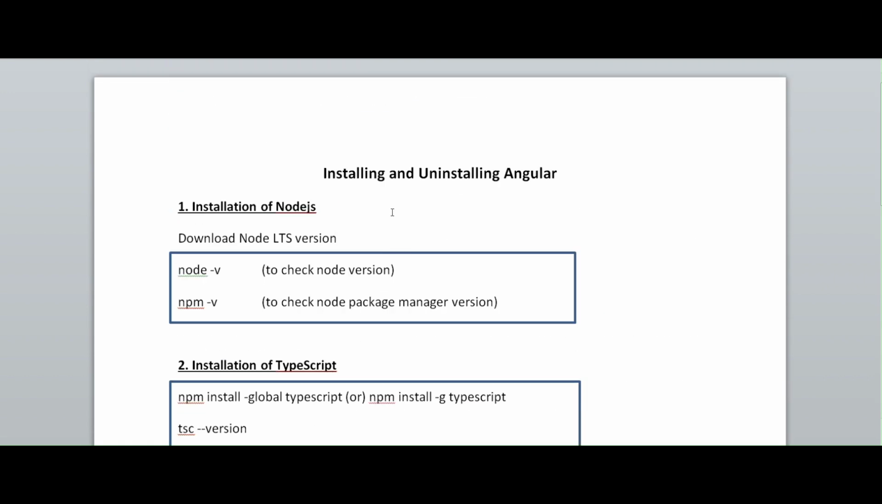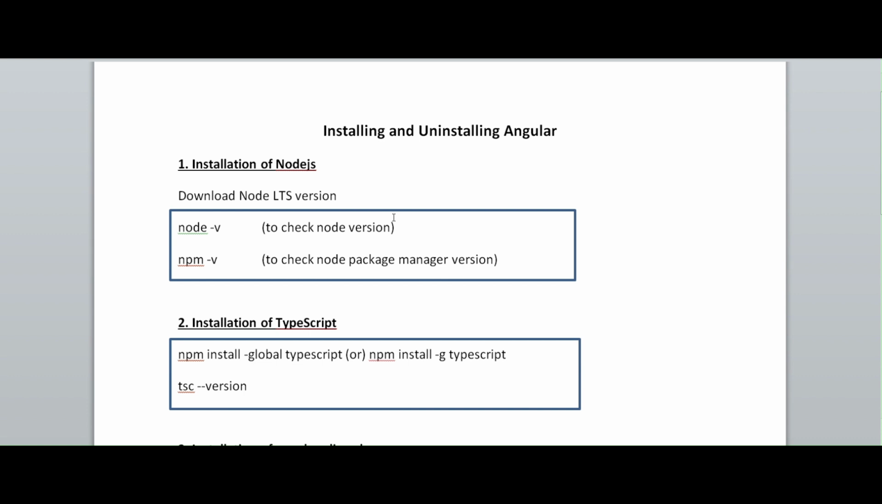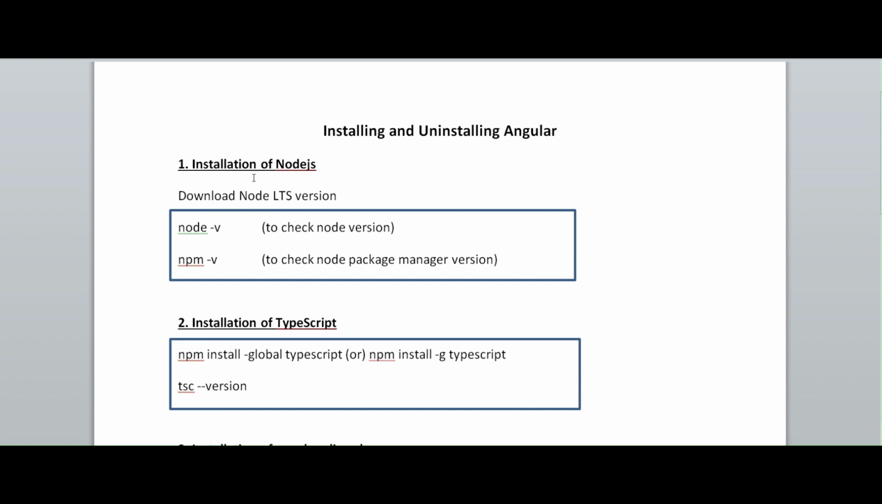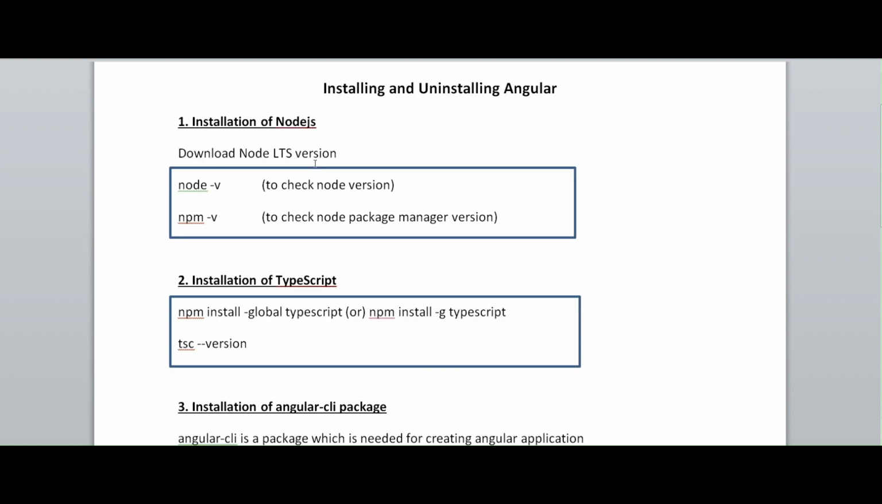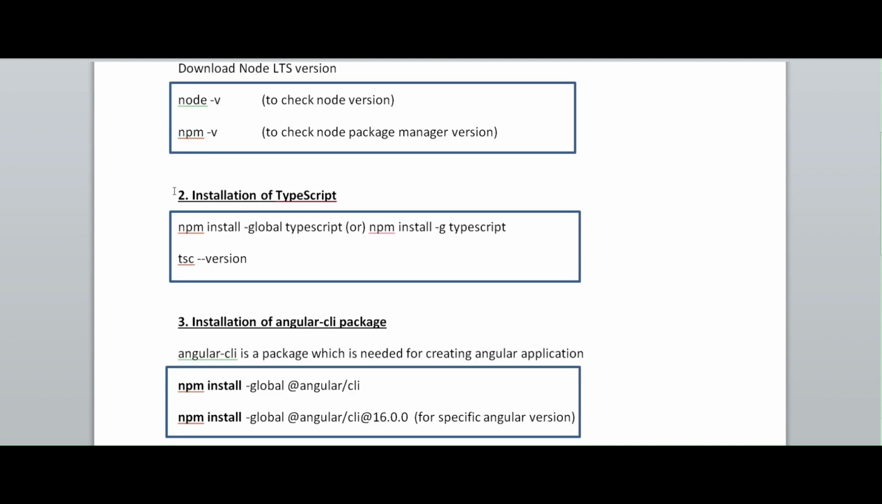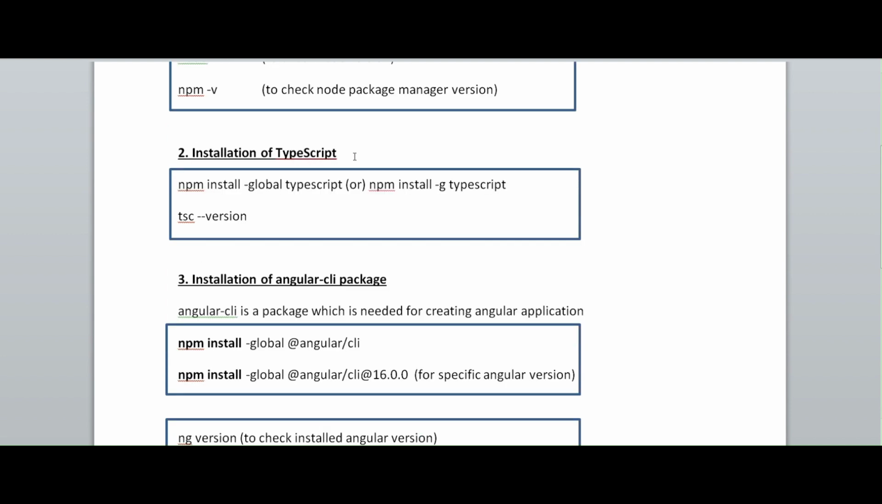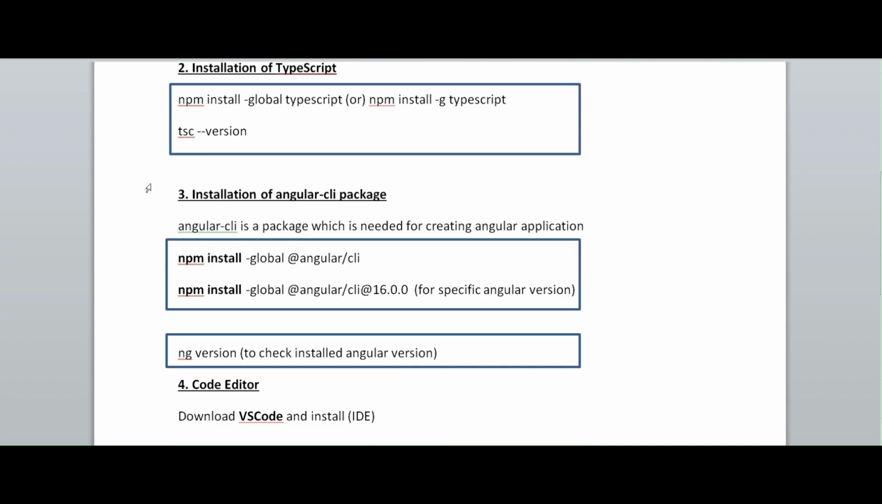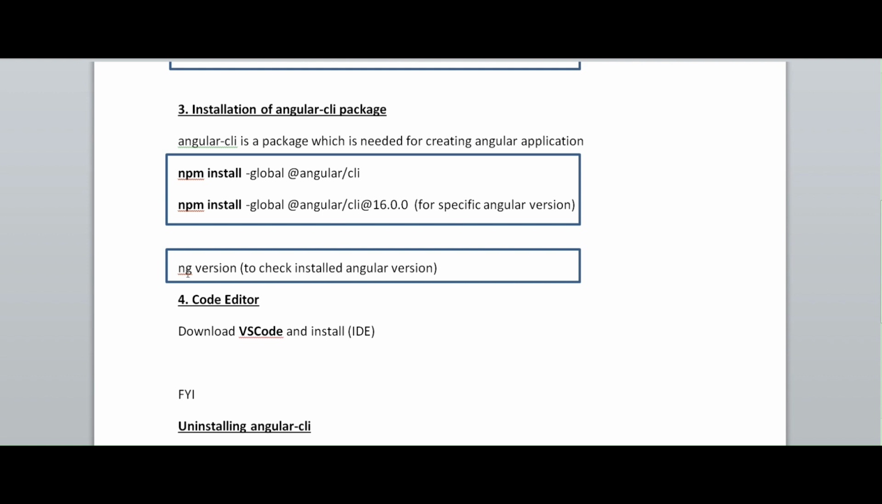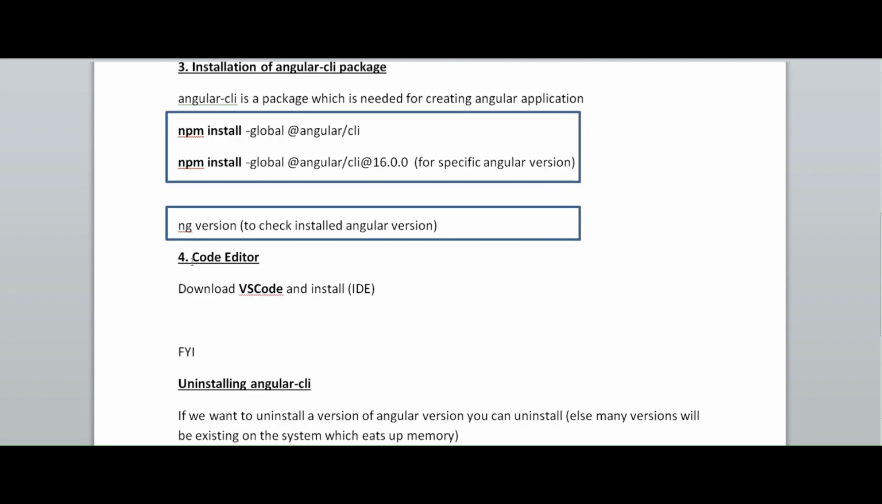So these are the steps for installing and uninstalling Angular. Just to give you a summary, the first step was installing Node.js. Download the LTS version, check whether it's installed or not. Second step, install the TypeScript package. Third step, install the Angular package. Also, whichever version you want, you can specify it and check the version. The fourth step was to download the code editor.